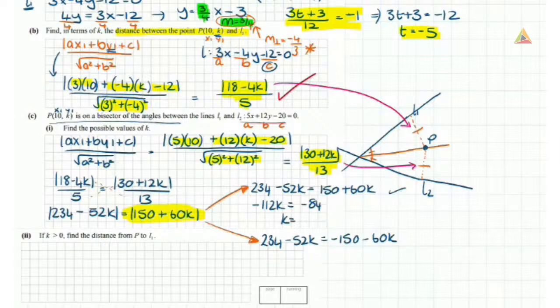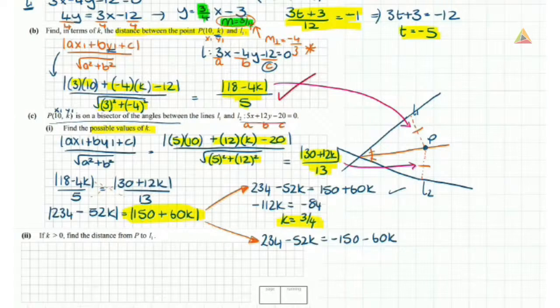And then to get k, it's going to be minus 84 divided by minus 112. We should be getting k is 3/4. There's one of my answers. And have a look at the question. It looked for possible values, so we expected more than one answer.